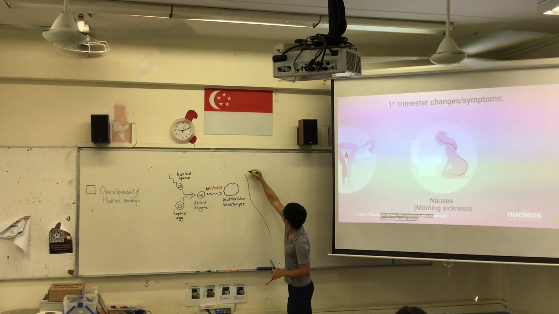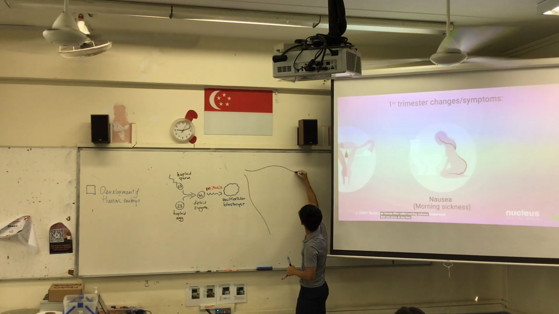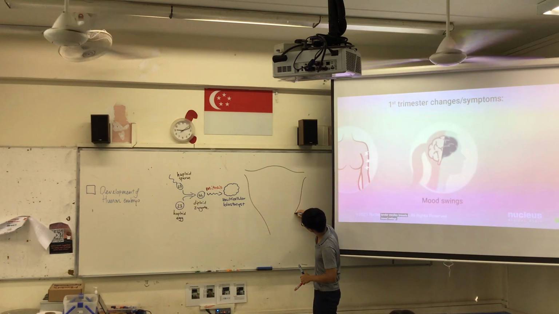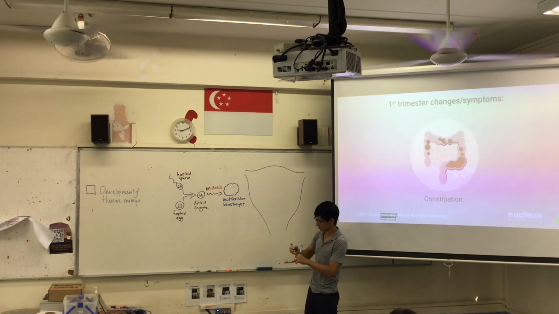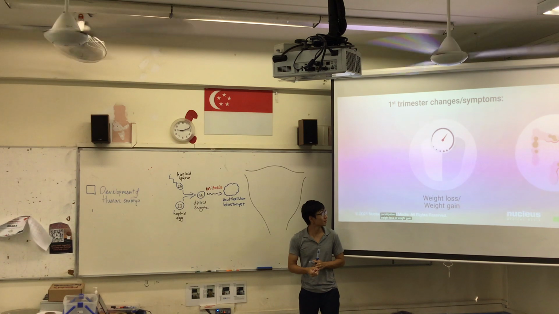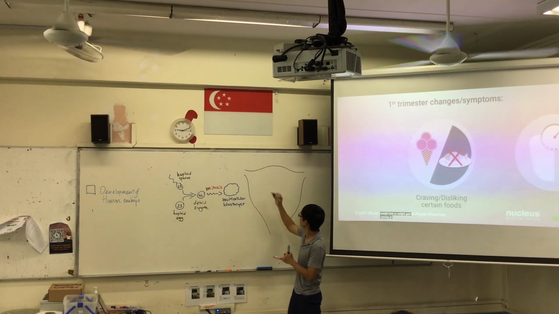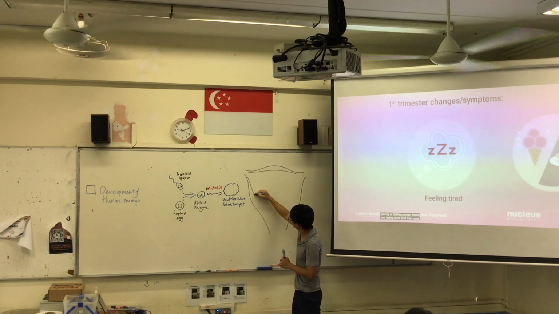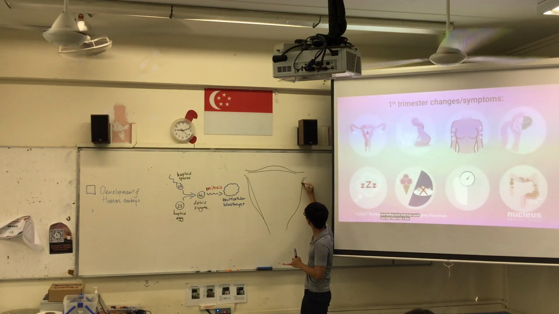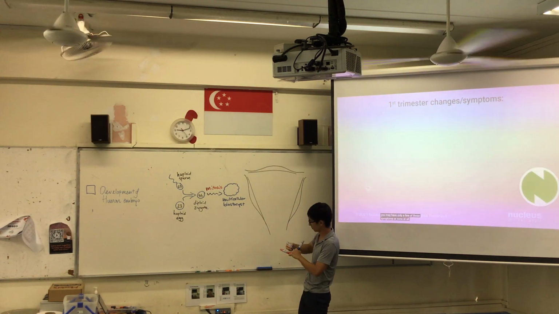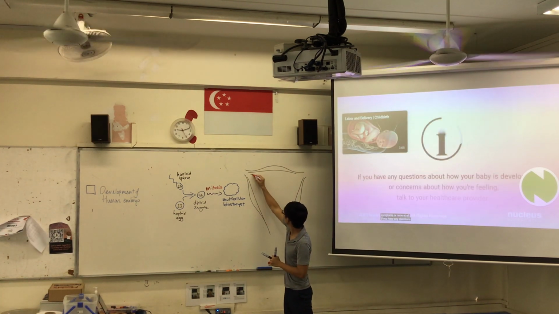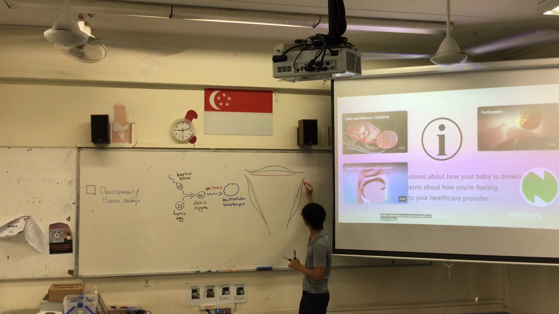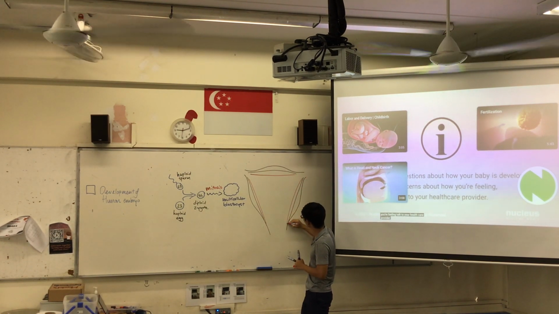Nausea, often called morning sickness, that can occur at any time of day. Tender, swollen breasts. Mood swings. Constipation. Weight loss or weight gain. Craving or disliking certain foods. And feeling more tired than usual. You may have only a few of these symptoms, or none at all. If you have any questions about how your baby is developing, or concerns about how you're feeling, talk to your healthcare provider.